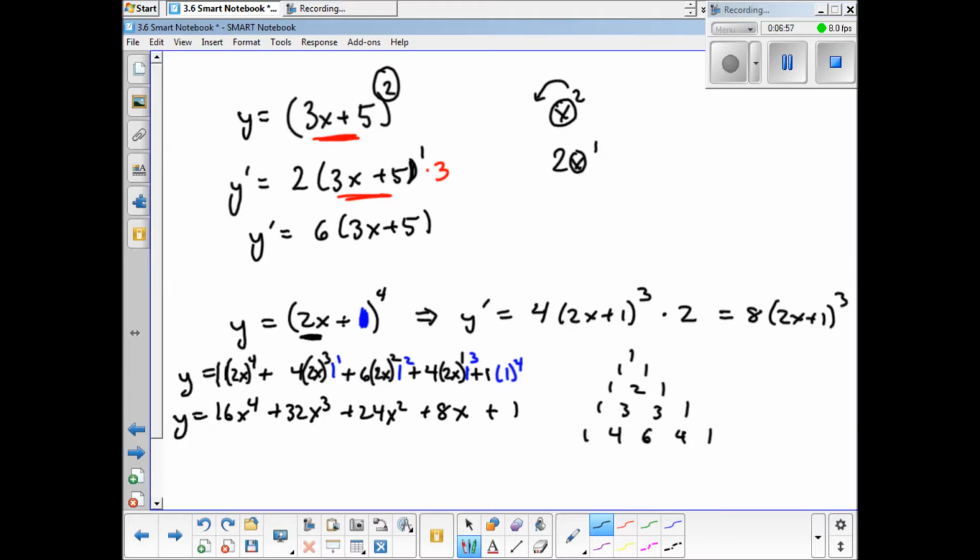Now it turns out if you factor this down, you can actually get this to come out to 8 times (2x + 1)^3 after we take the derivative. So let's take the derivative.